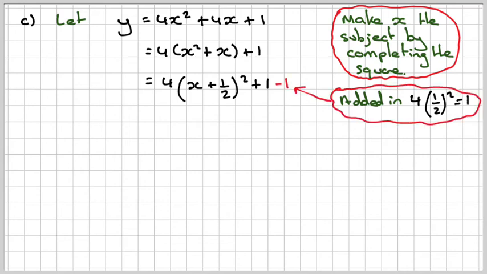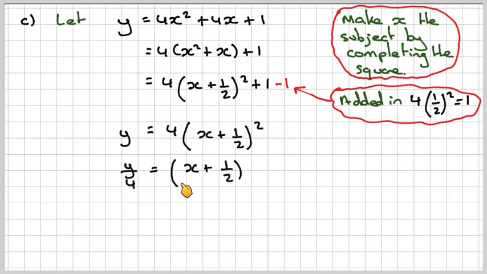So we need to take 1. So we get 4 times x plus 1/2 all squared. So this actually was a perfect square. So we can actually see the minimum point is minus 1/2 from that, when y is 0.